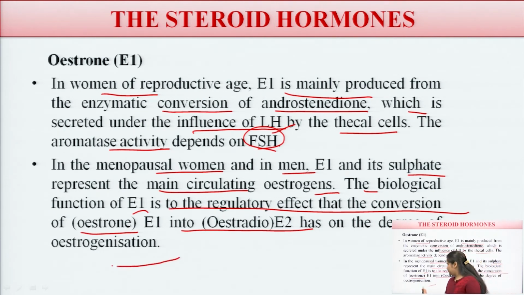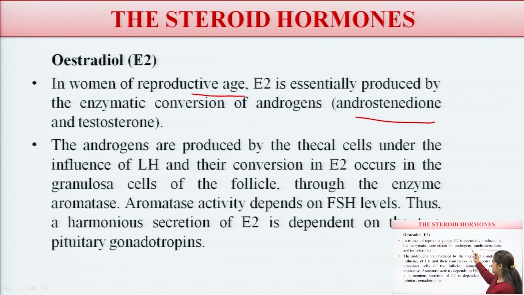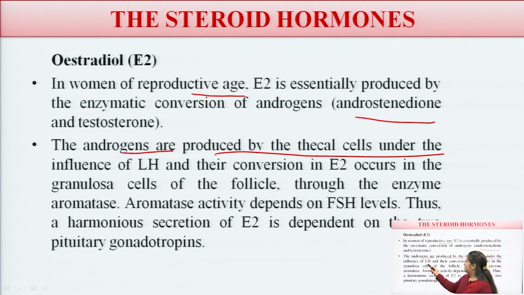It has the degree of estrogenization, right. Now, estradiol in women of reproductive age is essential to produce the enzymatic activity of the endometrial cells, and these androgens are produced by the thecal cells under the influence of LH, for conversion to E2.